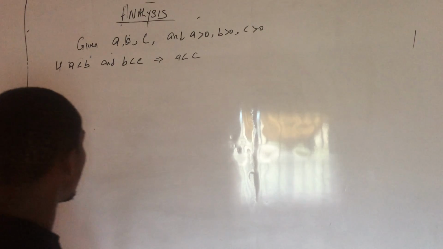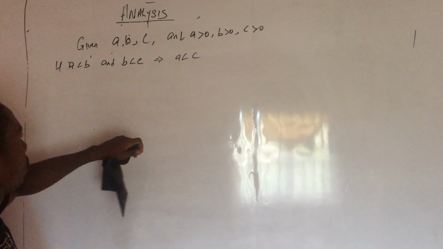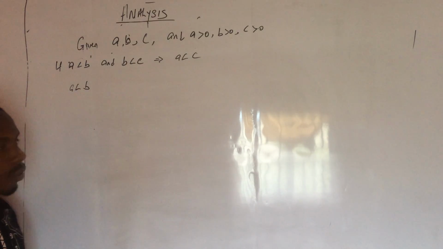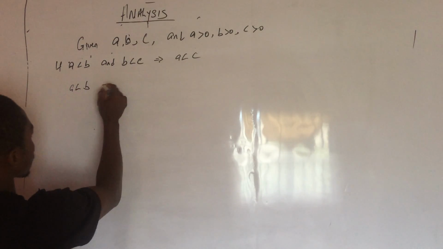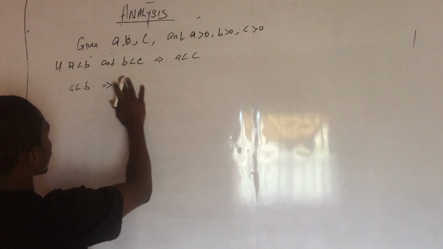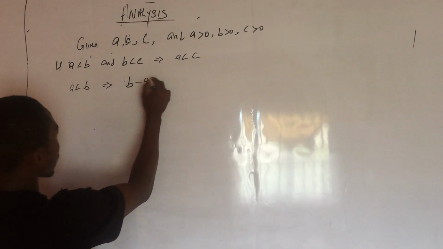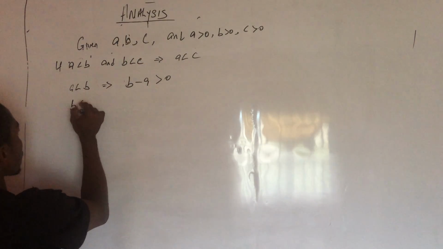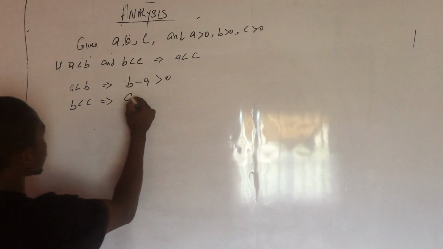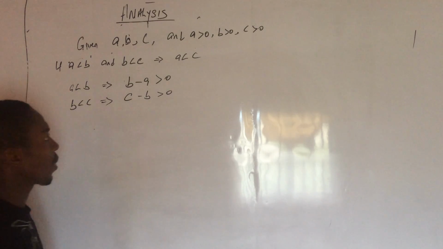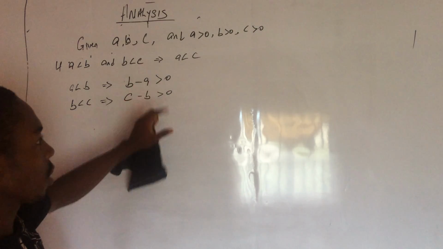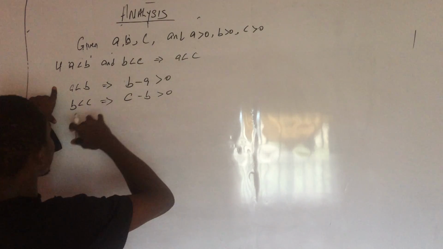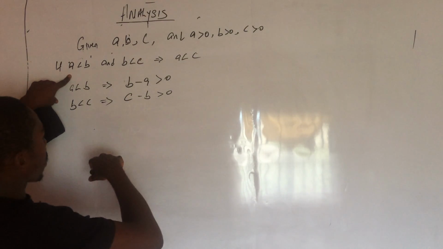So we say, starting from the first one to prove, A is less than B. True or false? True. This simply implies that B minus A is greater than 0. Here, B is less than C. This simply implies that C minus B is greater than 0. Let us put these two together. Now, here, we have A less than C.